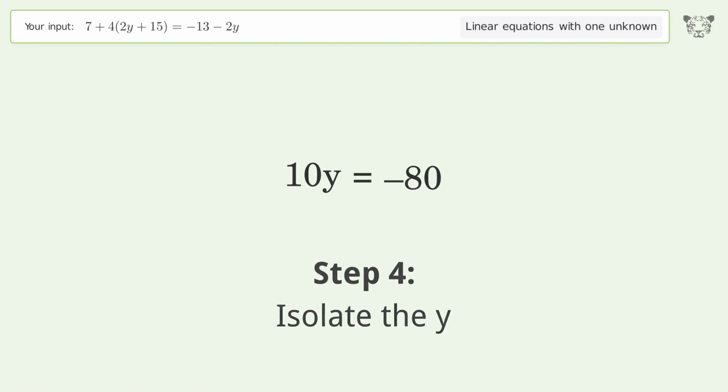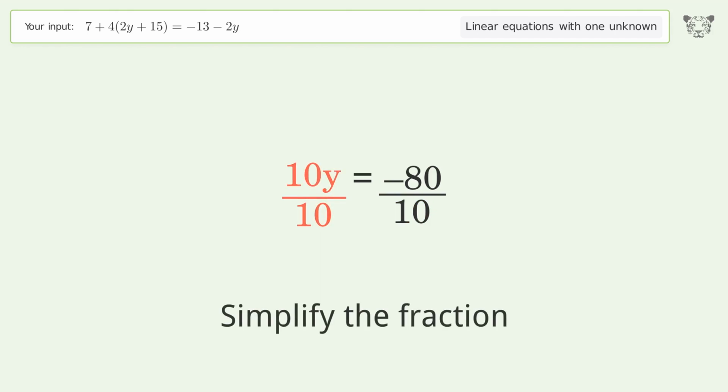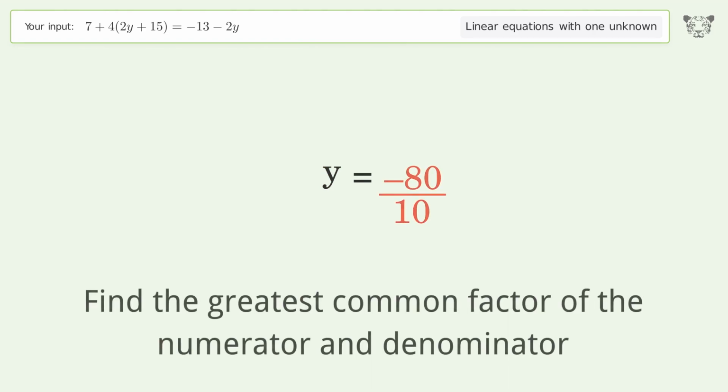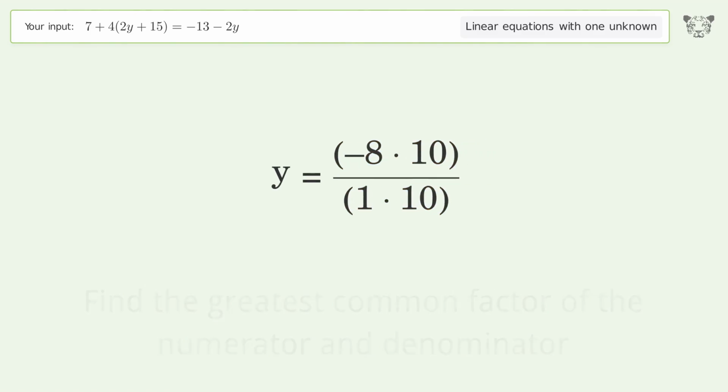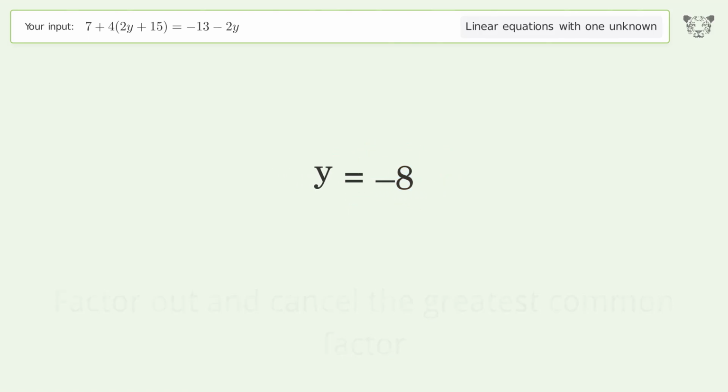Isolate the y. Divide both sides by 10. Simplify the fraction. Find the greatest common factor of the numerator and denominator. Factor out and cancel the greatest common factor. And so the final result is y equals -8.